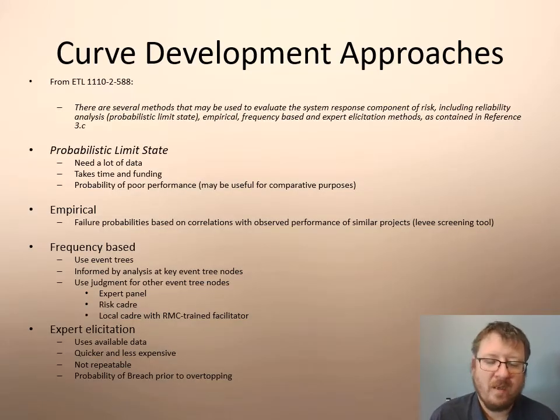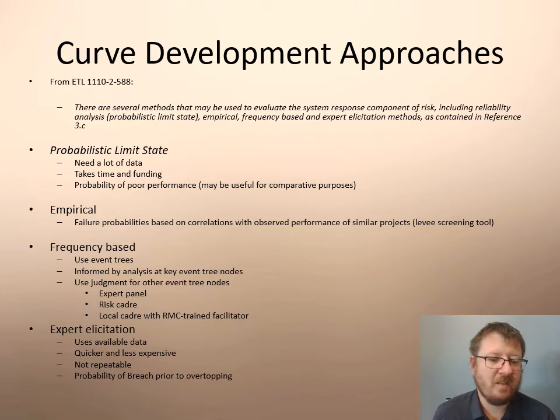When we're developing geotechnical system response curves, there are several methods that can be used, and sometimes they're combined. These are discussed in ETL 588. Probably the simplest one is the empirical method, where we don't know much detail about our project, or we don't do much analysis, and we just estimate the failure probabilities based on past performance, or performance of similar projects that have similar characteristics as the one we're looking at.